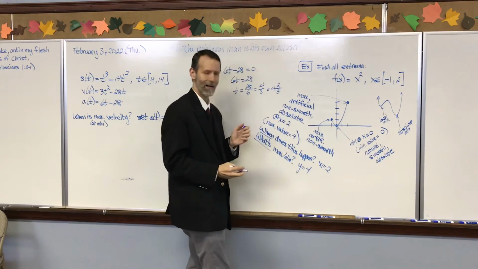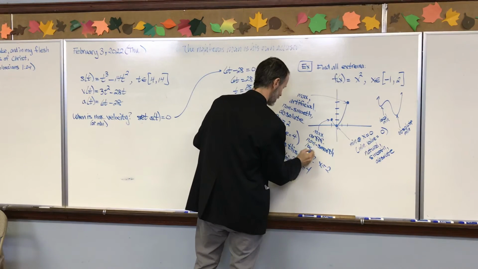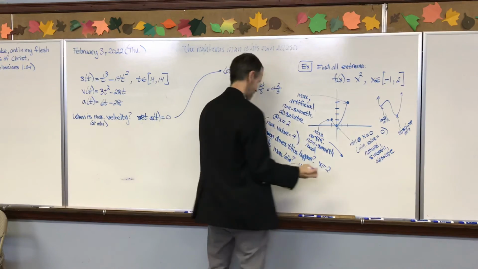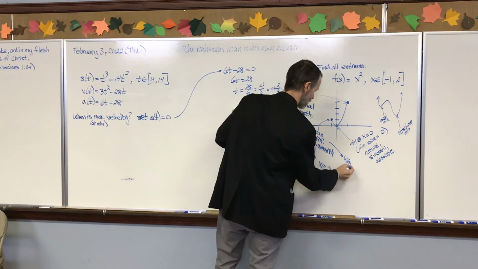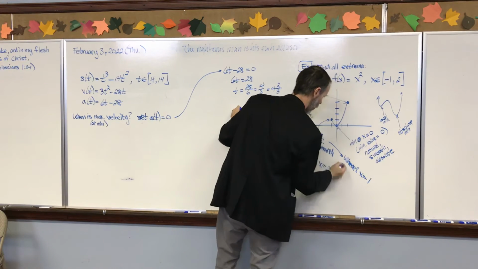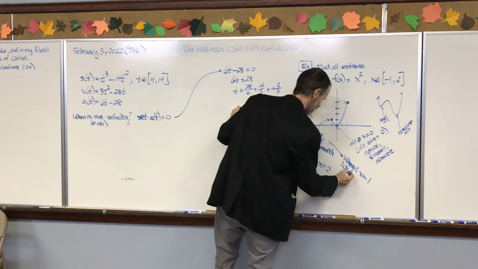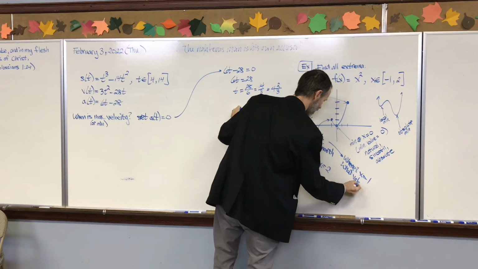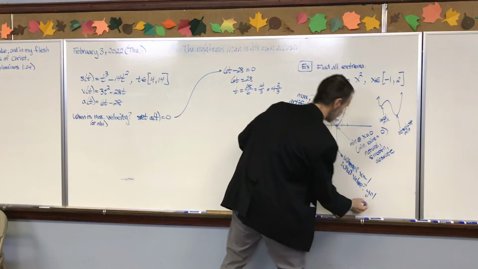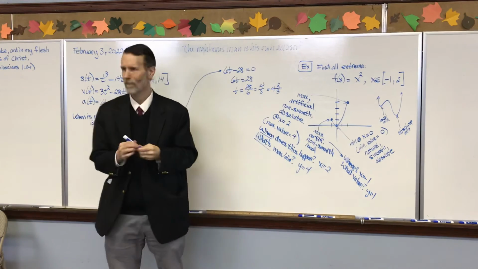Absolute or local? Local, correct, because it's not the highest point ever. So where does it occur? X equals -1. Yeah, it occurs where x equals -1. What is the value? At y equals 1. Does that make sense? Everybody got this?